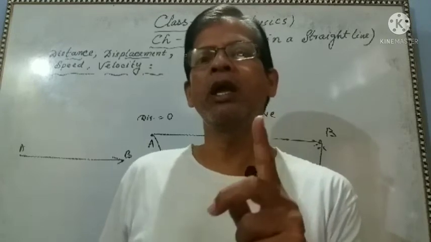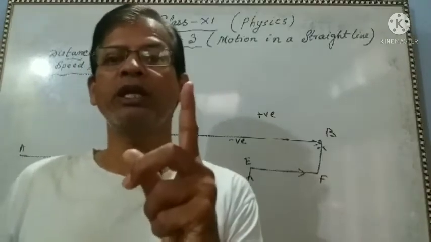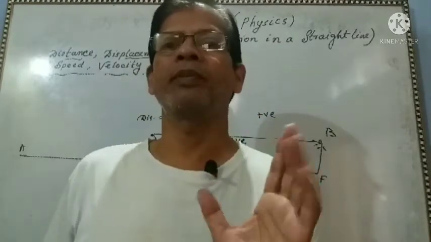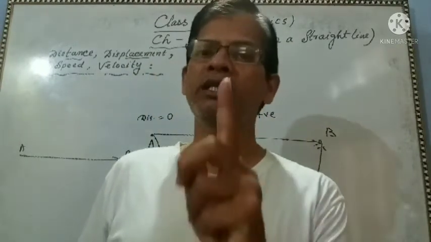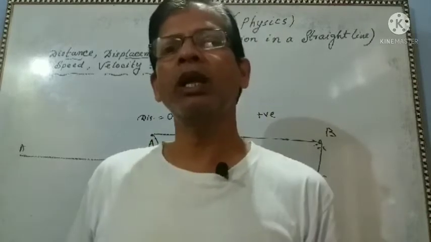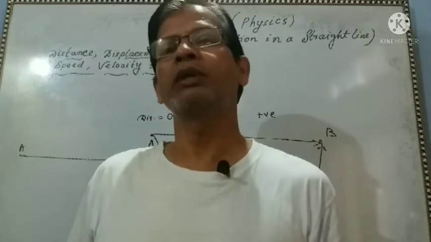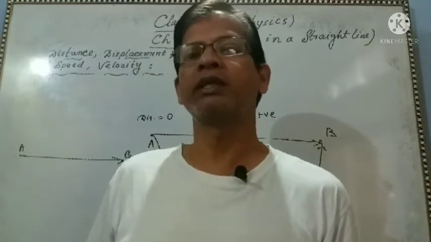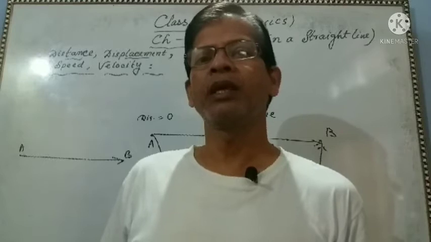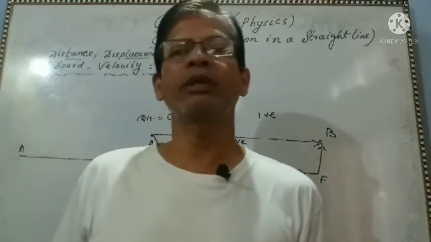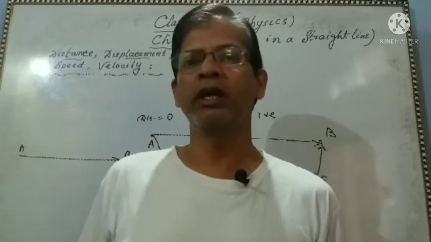That means every object has a single position at a particular time. It cannot be two positions at a particular time. This is the single valued function. Clear? These are the characteristics of displacement.